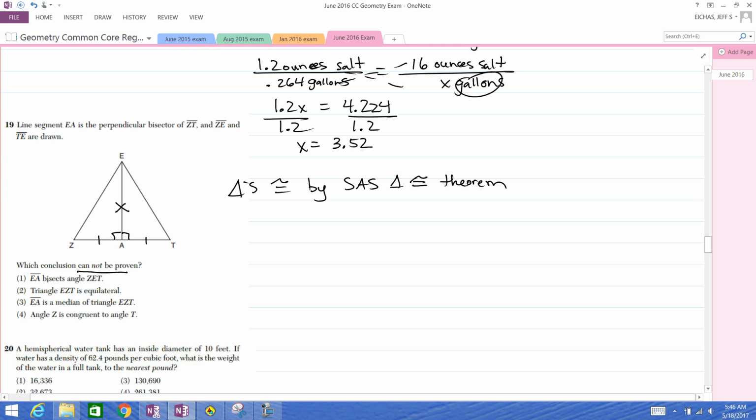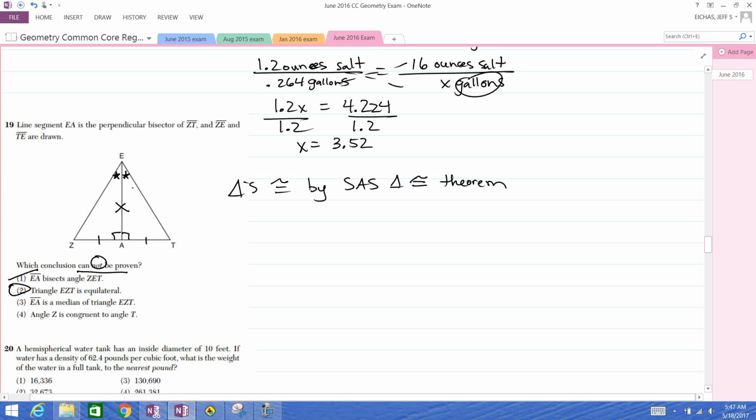Okay. EA bisects angle ZET. Does it? Yes. By corresponding parts of congruent triangles are congruent, we get those the same, which cannot be proven. This can be, right there. Triangle EZT is equilateral. We don't know that. It looks like it's isosceles, but we don't know for sure if it's equilateral, so it's probably going to be this one.